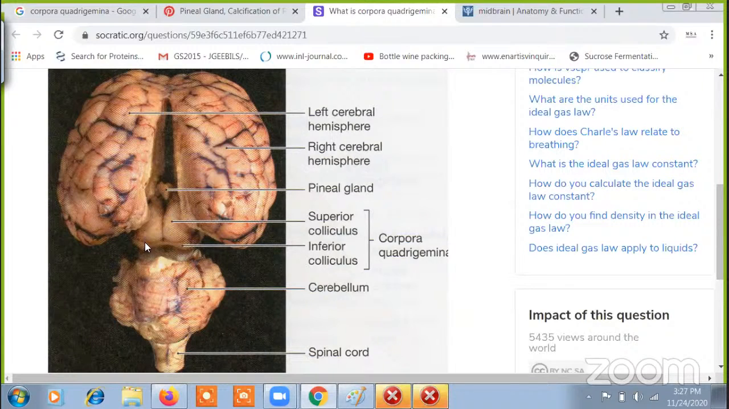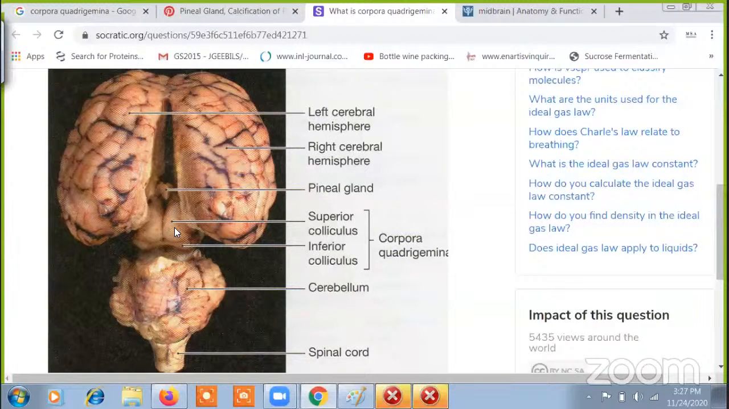Okay, then you can find these two small elevations below it called inferior colliculi. Inferior colliculi are the relay centers for the auditory reflexes. Okay, so remember this: superior colliculi are the relay center for the visual reflexes, and the inferior colliculi are the relay centers for the auditory reflexes.